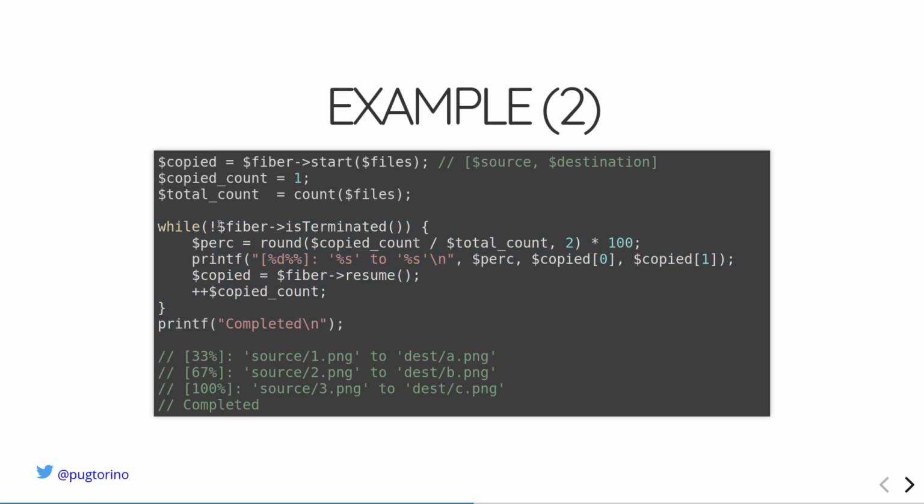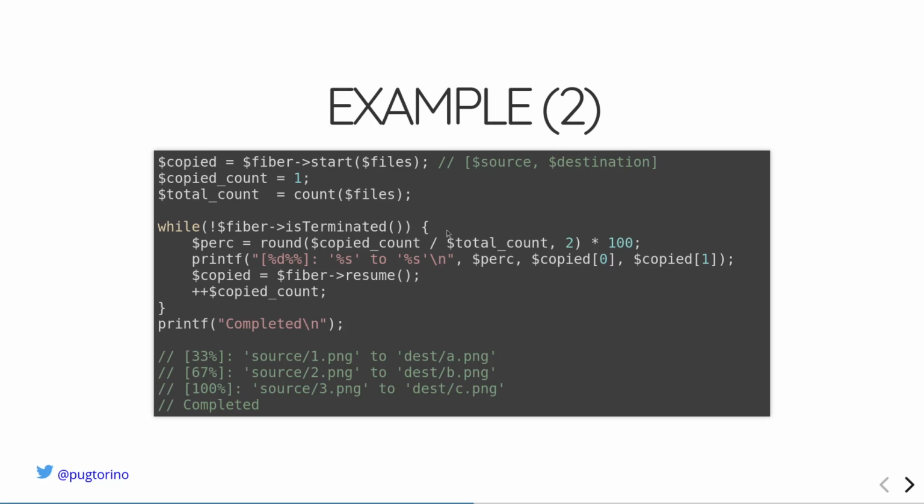As you can see, the condition is not fiber is terminated. Is terminated is another function of the fiber implementation that gives you true when the fiber execution is terminated, or false when it's not terminated. Inside this loop, we are just calculating the percentage of the execution.